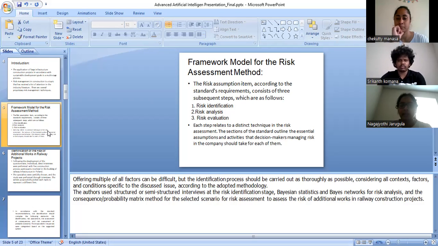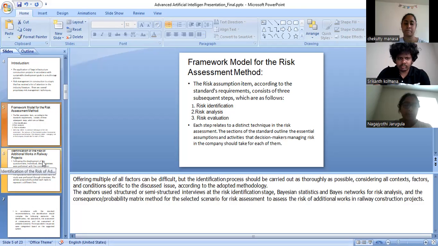The sections of the standard outline the essential assumptions and activities that decision makers managing risk in the company should take for each of them. In this topic, the author used structured or semi-structured interviews at the risk identification stage, Bayesian statistics and Bayes networks for risk analysis, and the consequences and probability matrix method for risk evaluation, to assess the risk of additional work in railway construction projects.